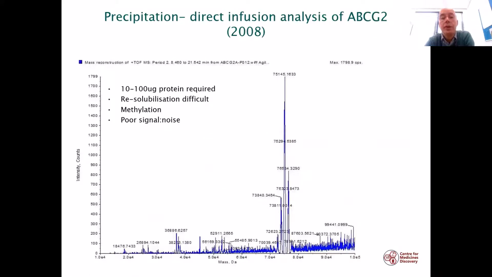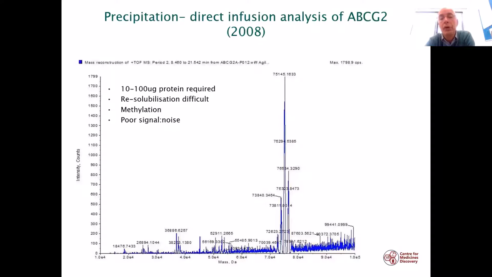So here at CMD, we have been working on intact membrane proteins for about 12 years now. This is one of the very first spectra that we obtained. This is the protein. It's a membrane protein. It's ABC transporter, ABCG2. And how we did this is we precipitated the protein, and then we resolubilized the protein in 100% formic acid. It works, but you do need rather a lot of protein.